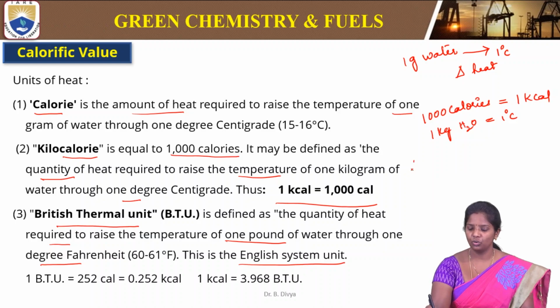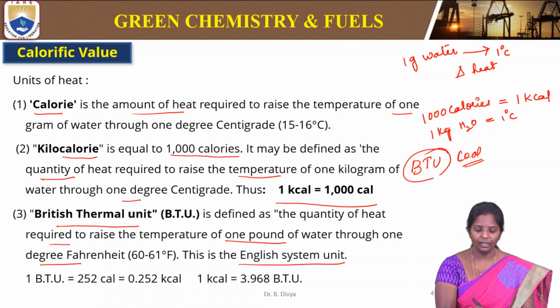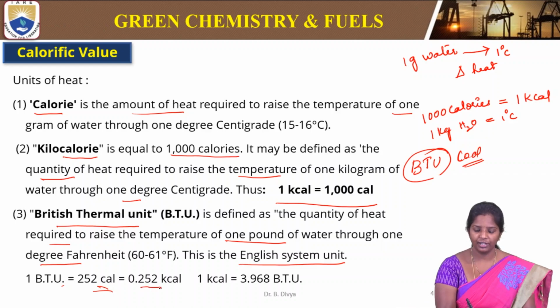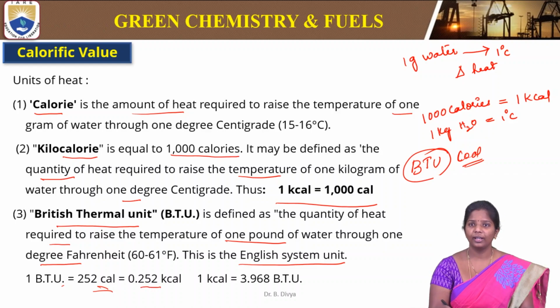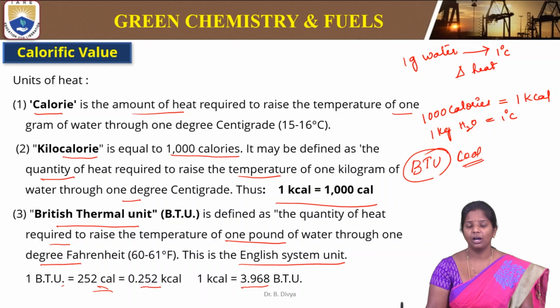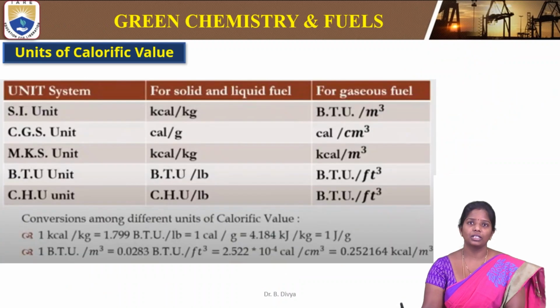Whenever we see BTU used for fuels like coal, we are using the English system unit for expressing this type of fuel. 1 BTU is equal to 252 calories, which when converted to kilocalories is 0.252 kilocalories. And 1 kilocalorie is equal to 3.968 BTU. That is how we use the conversions. Depending on our applications in different countries, we use these expressions of units.